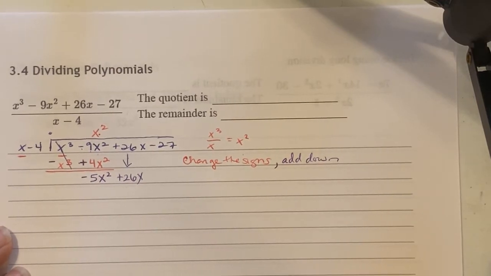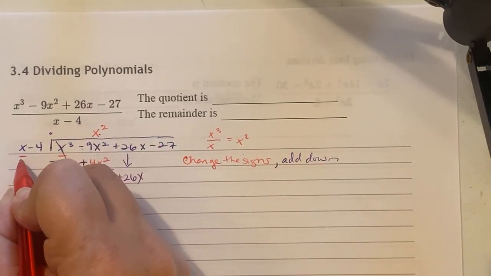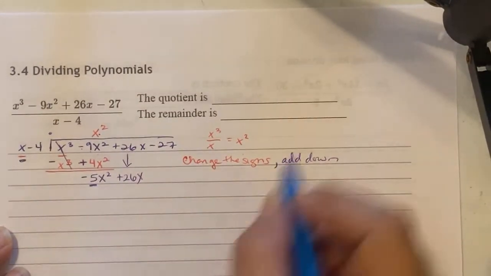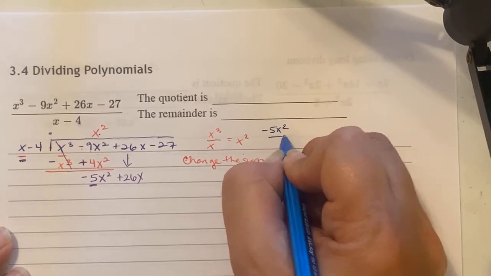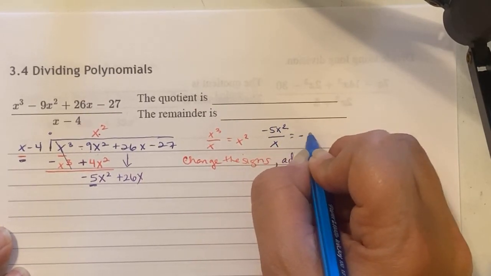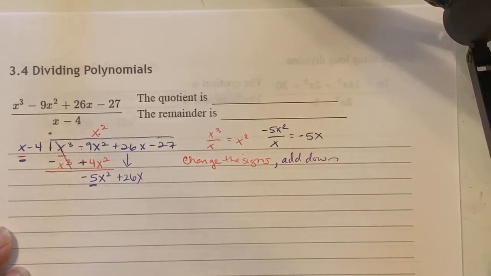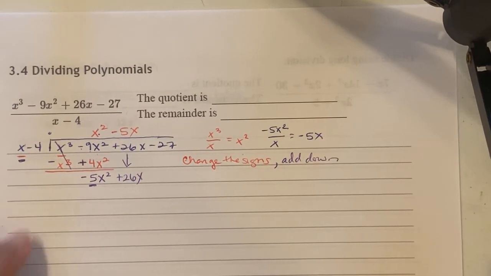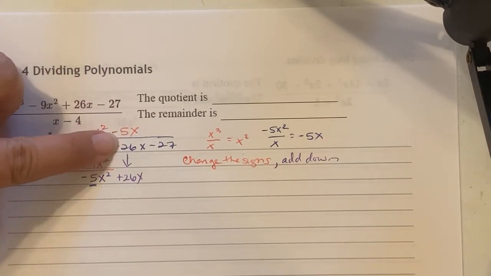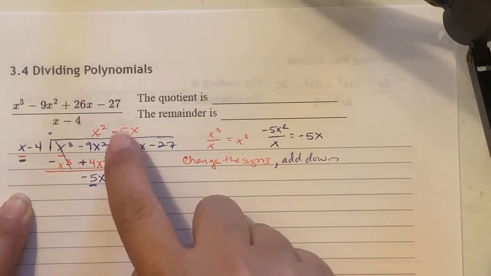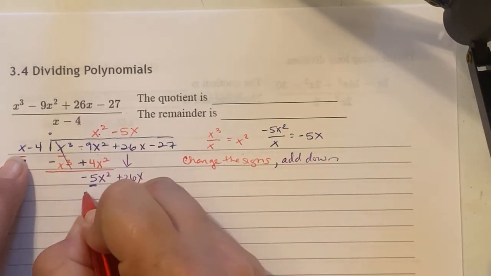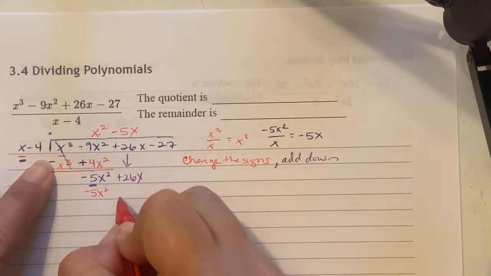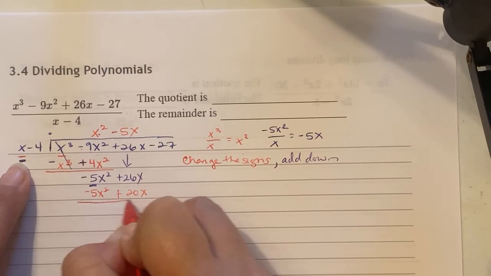And then we're going to repeat the same thing again, only now this is our starting point. So I'm going to do a blue line, and this is what we're going into. Negative 5x squared divided by x reduces to negative 5x. So you're going to write negative 5x above. You are not looking at the x squared, you're looking at the negative 5x. So you're going to do the multiplication again. Negative 5x times x is negative 5x squared. Negative 5x times a negative 4 is positive 20x. Draw your line.